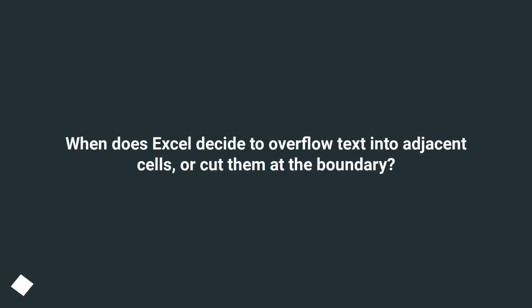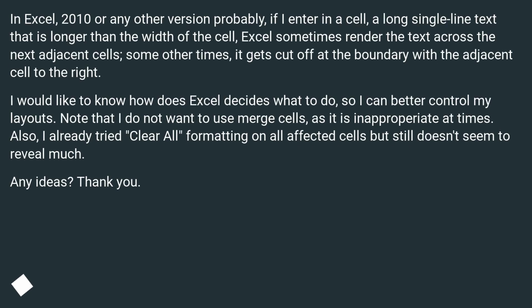When does Excel decide to overflow text into adjacent cells, or cut them at the boundary? In Excel 2010 or any other version probably, if I enter in a cell a long single-line text that is longer than the width of the cell, Excel sometimes renders the text across the next adjacent cells. Some other times, it gets cut off at the boundary with the adjacent cell to the right.